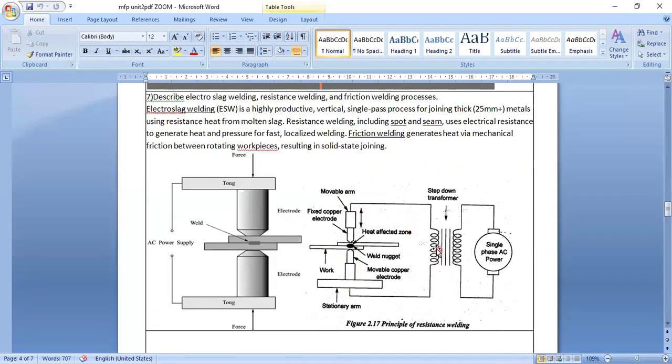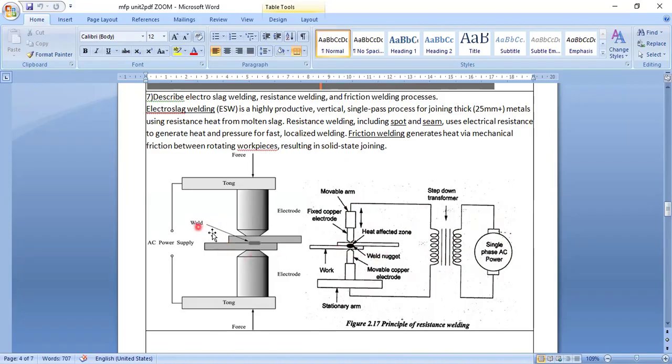It is supplied by this step-down transformer at the backside. It is supported by single-phase AC power. This AC power is coming here. The primary coil induces current in the secondary coil. It is giving current. So these two electrodes press and melt this workpiece.